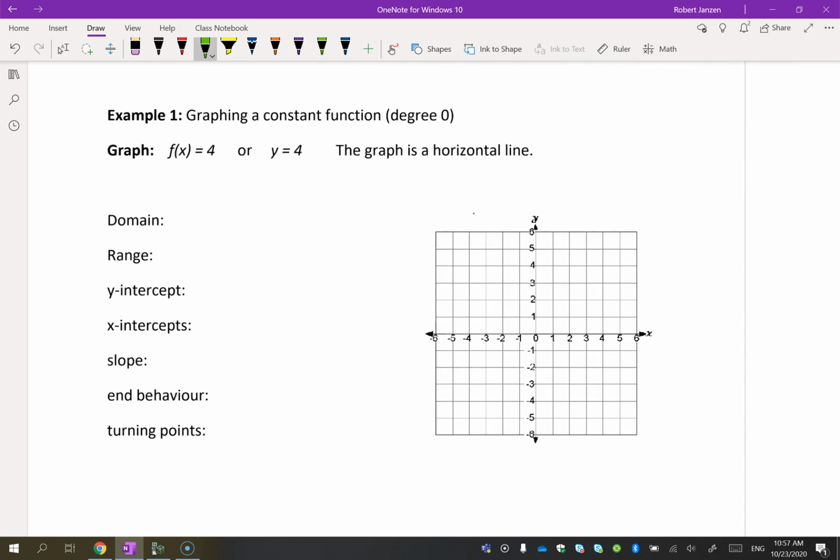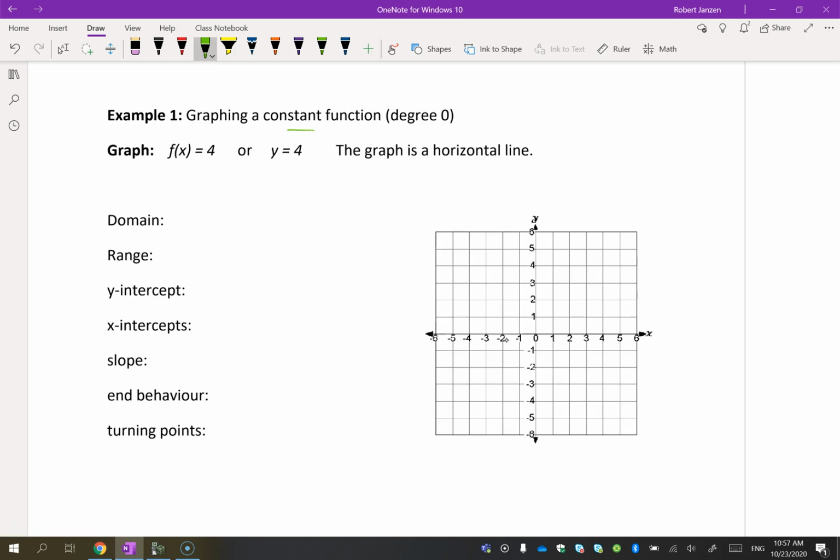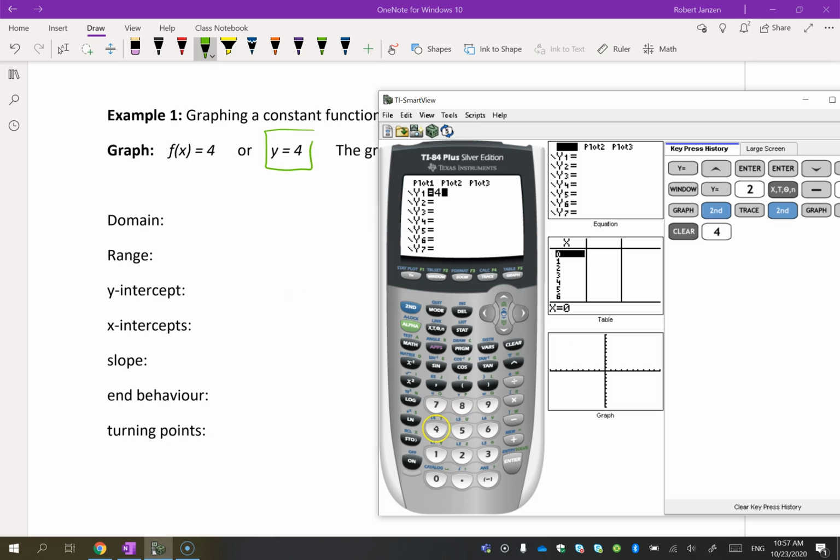So we'll start with the basic one, the degree 0. This is called a constant function. Okay, so let's get out our calculator and we're going to graph this. So I want to go to y equals, and I'm going to clear this. And I want to graph. And notice it says f of x equals 4. That's the same as y equals 4. Okay, so I'm just going to put a 4 in there, and then we're going to graph. And so the graph looks like that.